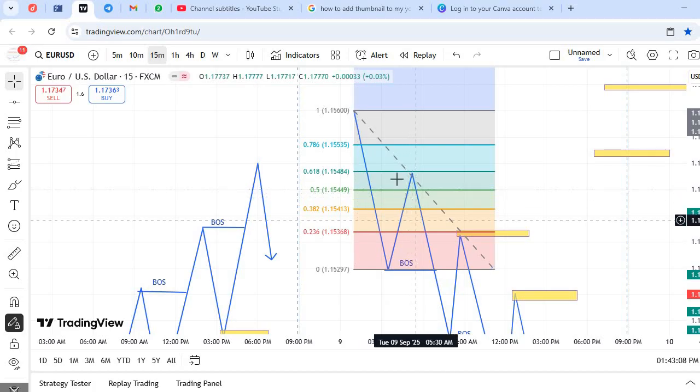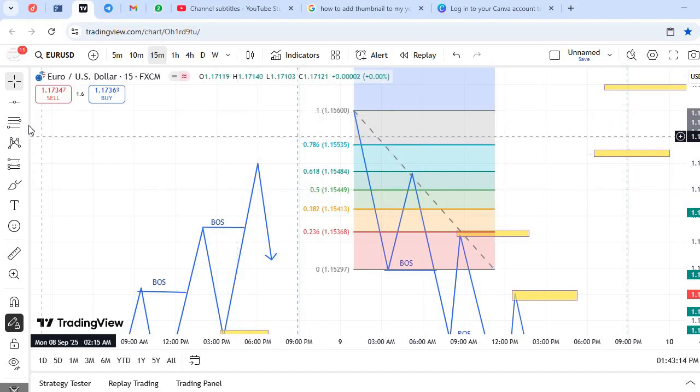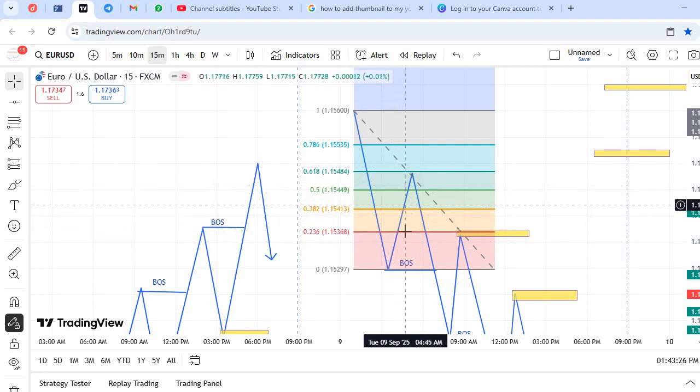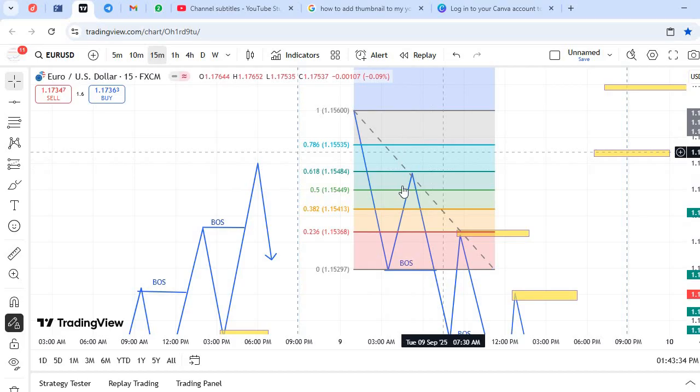And since this is a downtrend, you are looking from 0.5 upward, because that is where we have the discount. Since it's a downtrend, you are looking for 0.5 upwards to sell from. So anything 0.5 below is premium, so you can't sell from there. So you are looking for 0.5 upward so that you can be able to sell from. So this is the discount, this is the premium.